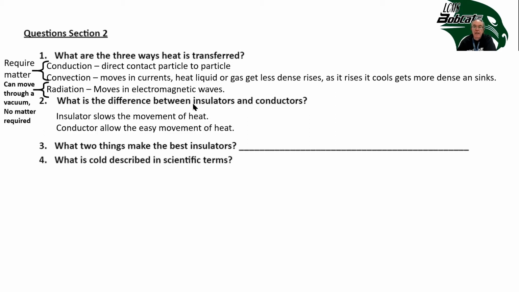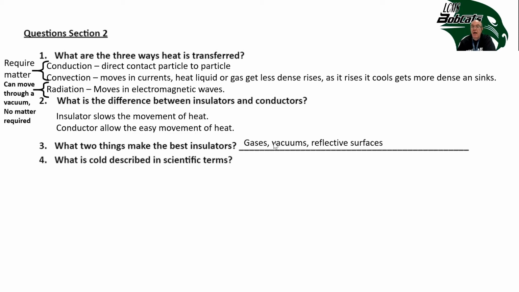Okay, what's the difference between an insulator and a conductor? Well, insulators slow the movement of heat and conductors allow the easy movement of heat. And what two things make the best insulator? Gases, vacuums, and reflective surfaces make the best insulators.